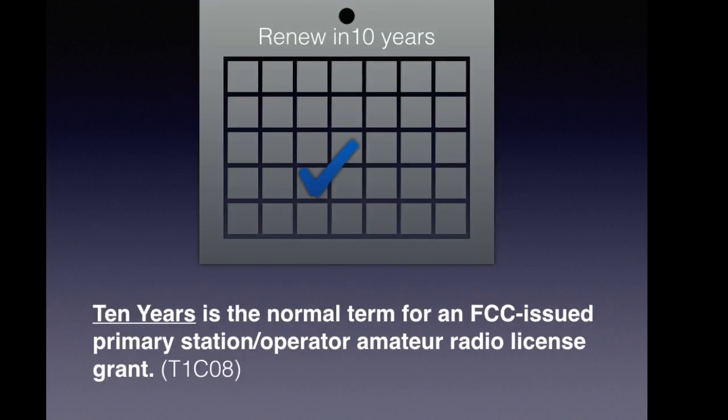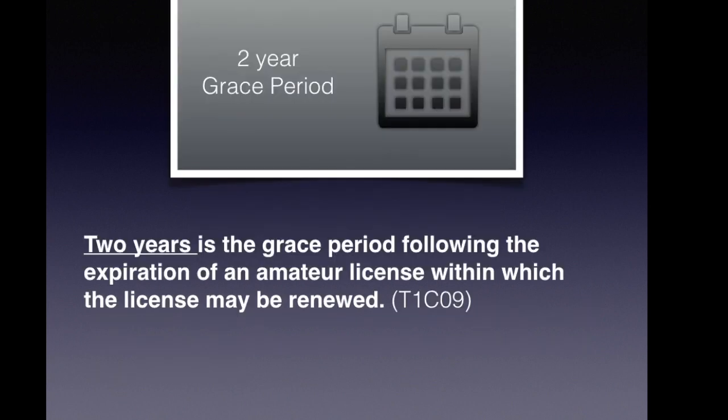One nice thing is that a license is good for 10 years. So the test question reads, 10 years is a normal term for the FCC issues primary station operator amateur radio license grant. And the government bends over backwards to help you keep your license. So there's a 2-year grace period between when your license expired and when you have to renew it. So the question reads, 2 years is a grace period following the expiration of an amateur license within which the license may be renewed.